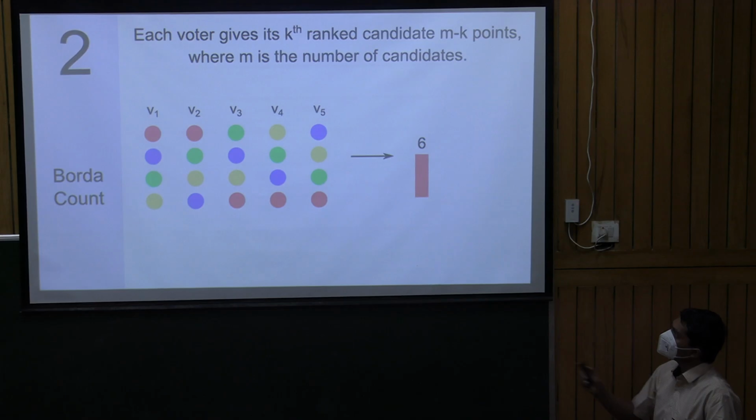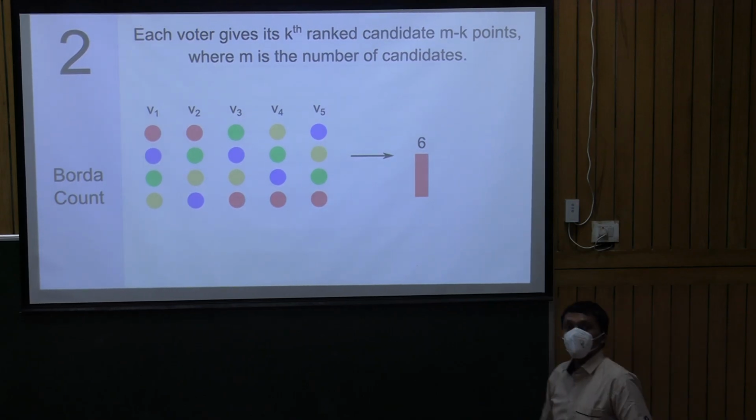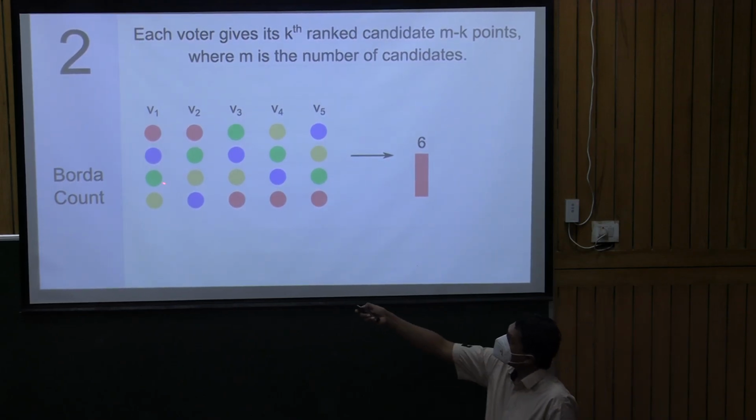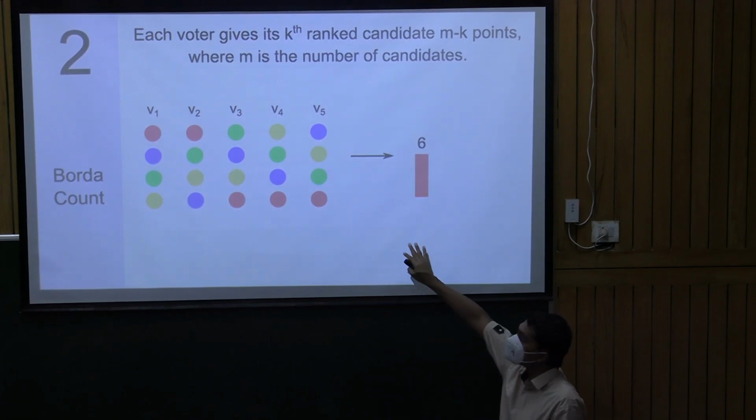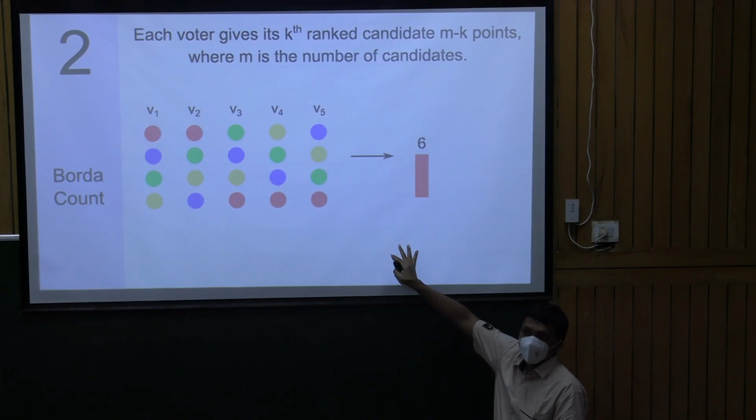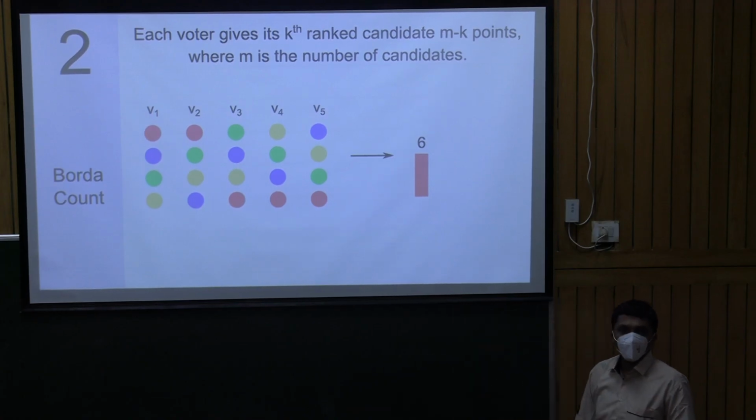If I look at the Borda score of the red candidate, that would be 3 points from the vote of voter V1, 3 points from V2, and nothing from the other votes. So it gets a total of 6 points. Its Borda score is 6. Everybody clear on that?